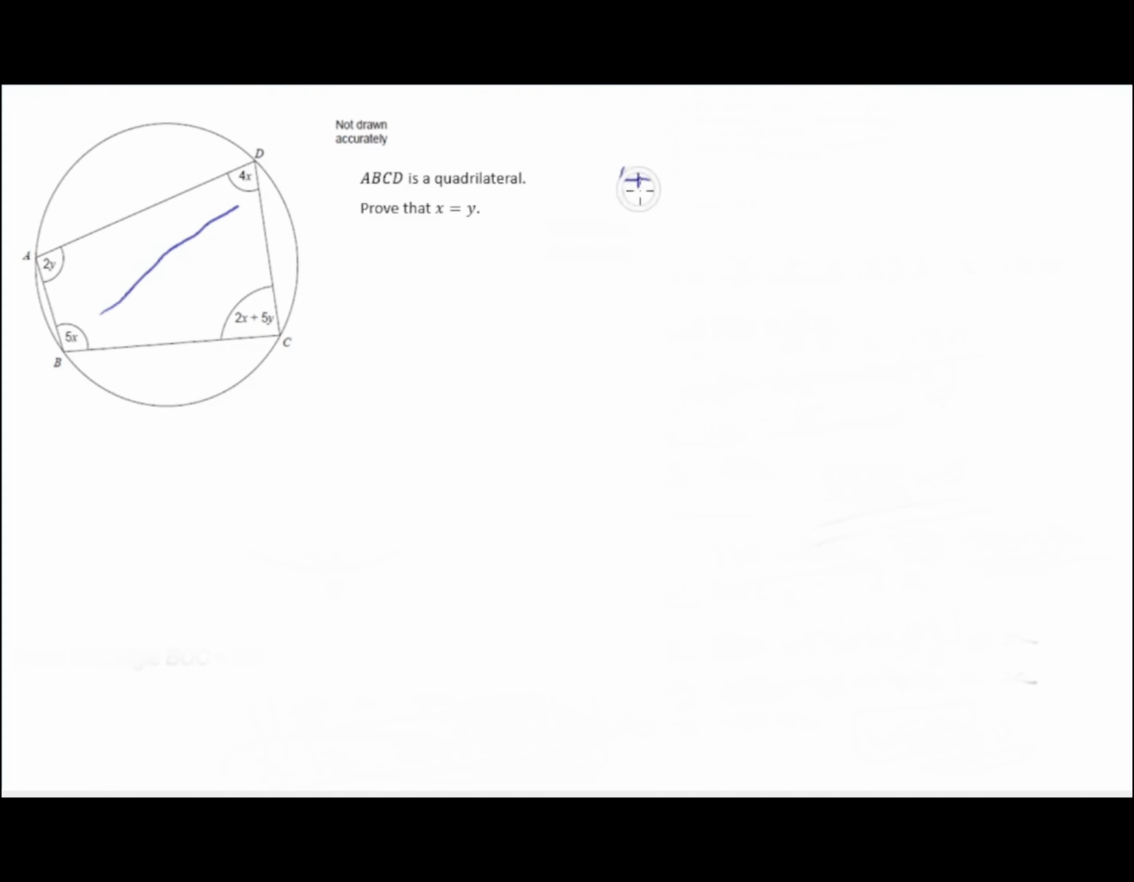So you're going to have 4x plus 5x is equal to 180 degrees. This can be simplified to give us 9x is equal to 180 degrees.